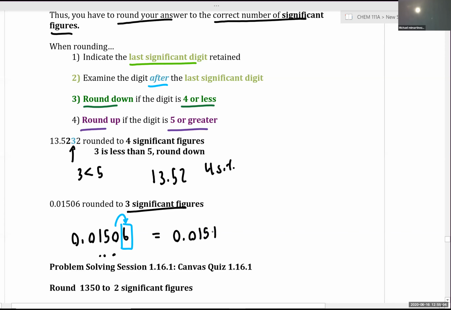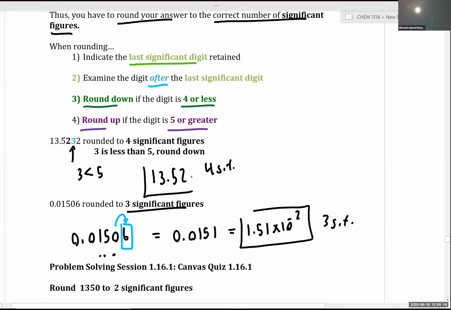0.0151, which we can write as 1.51 times 10 to the negative second, which has the 3 sig figs as requested. Does this make sense to everyone so far?